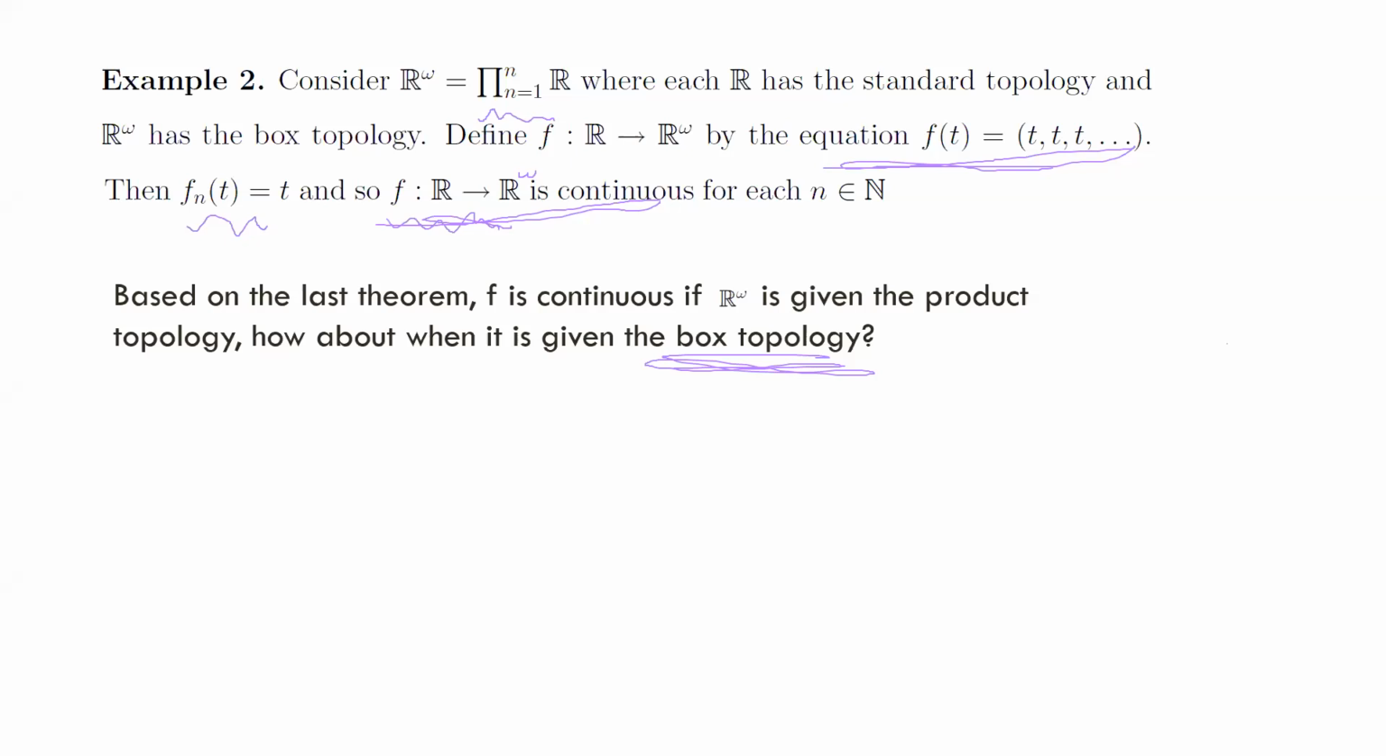But yeah, you should think about this problem, right? So it is continuous under the product topology, but it is not under the box topology. This is one of the reasons why we don't want to choose the box topology, because sometimes it makes something weird, like this kind of function is not even continuous.